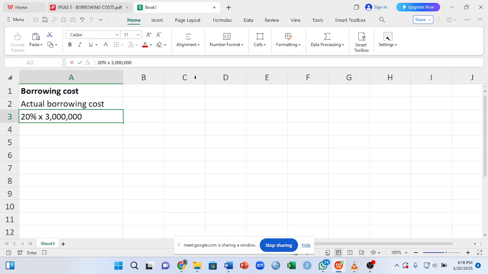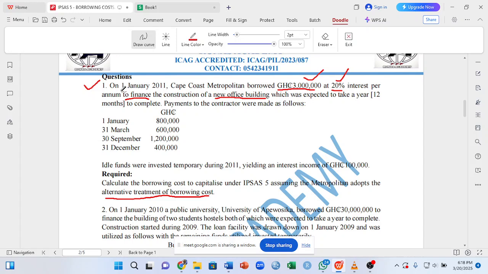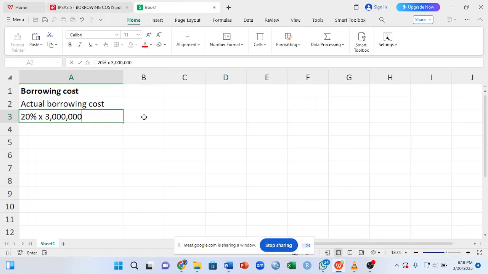Then you have to consider the period involved. Sometimes you might not borrow at the beginning of the year. The period involved here was 1st January 2011, meaning that the amount will elapse from 1st January to 31st December. Because the requirement is that we need to account for the borrowing costs up to the end of the financial period, which we are assuming to be 31st December in this case. So it's 12 months. Once it's 12 months, we don't worry ourselves with the number of months. So we calculate that to give us our actual borrowing cost incurred.